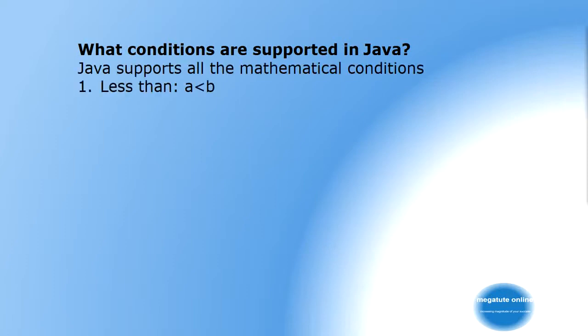First is the less than statement, where the condition being checked is whether the first operand is less than the second operand, or whether the left hand side operand is less than the right hand side operand. Another is less than equal to, if the left hand side operand is less than or equal to the right hand side operand or not. If it is, it gives true, otherwise it gives false.